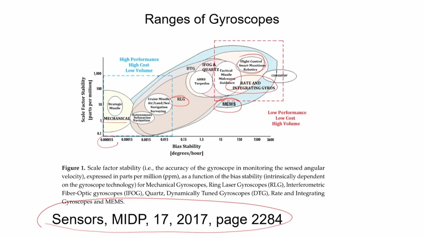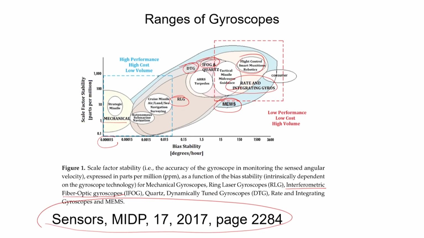Also, there are some very special systems like interferometric fiber optic gyroscopes, IFOG. Then there are these quartz or dynamically tuned gyroscopes, which we call DTG. So, you can see that depending on the bias stability, you can choose a suitable kind of gyroscope for your utility. Some of the gyroscopes have really very broad band bias stability, and some are narrowly placed.